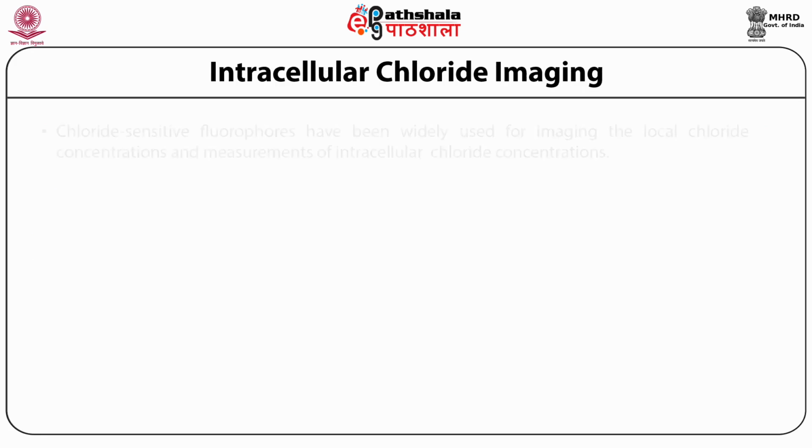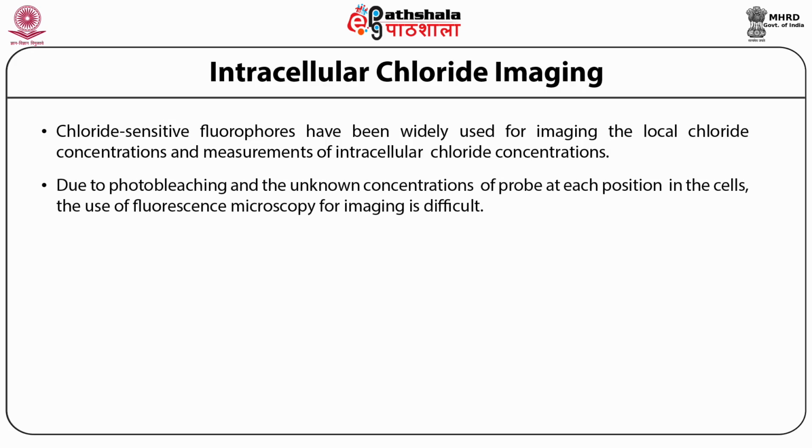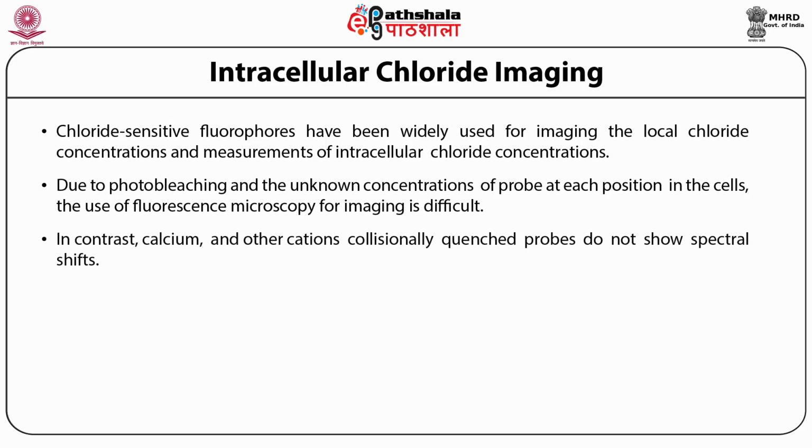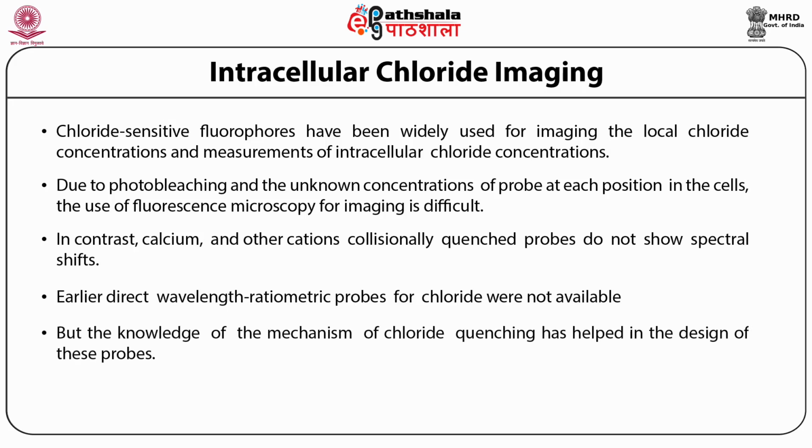Intracellular chloride imaging. The chloride-sensitive fluorophores have also been widely used for imaging the local chloride concentration and measurement of the intracellular chloride concentration, because chloride concentration is very important in the functioning of cells, especially the conduction of signals. Due to photobleaching and the unknown concentrations of probe at each position in the cell, the use of fluorescence microscopy for imaging is difficult. In contrast, calcium and other cations, collisionally quenched probes, do not show spectral shifts. In earlier days, direct wavelength-ratiometric probes for chloride were not available, but knowledge of the mechanism of chloride quenching has helped in the design of these probes.